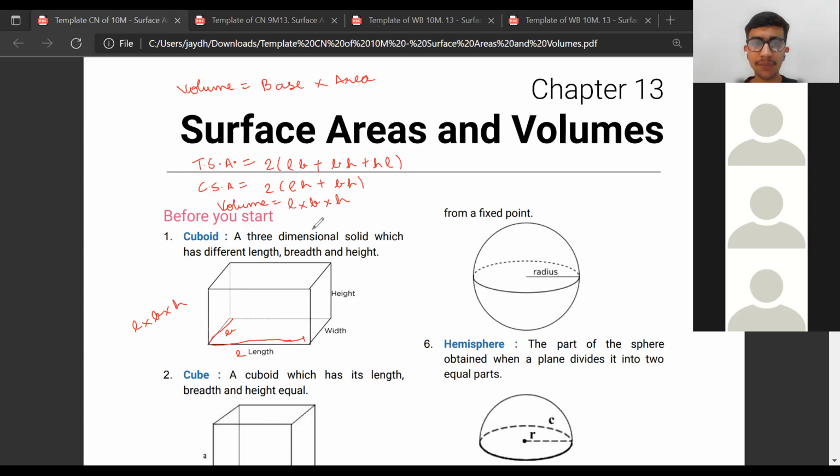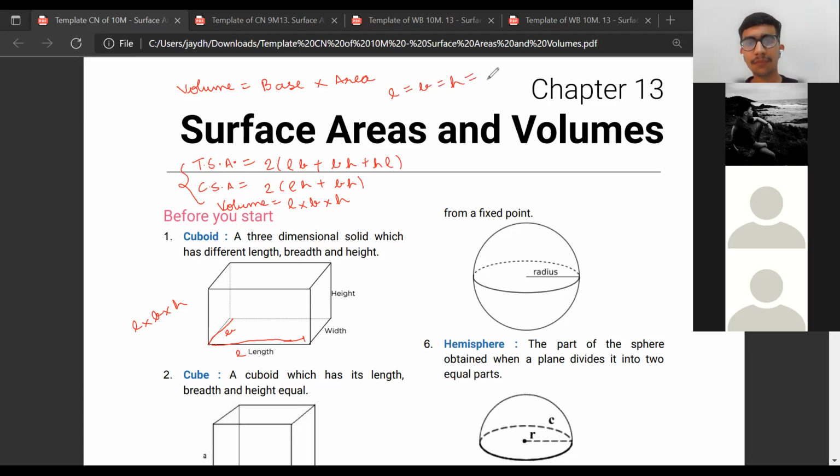Now, if you know the formulas for cuboid, you can easily tell the formulas for cube. Before that, first tell me what is the difference between a cube and a cuboid? Sir, in cube, all the sides are equal. Okay, so that means L is equal to B is equal to H. Let's say all of these are equal to one variable, say A. So tell me the formula of TSA, CSA and volume in terms of A.